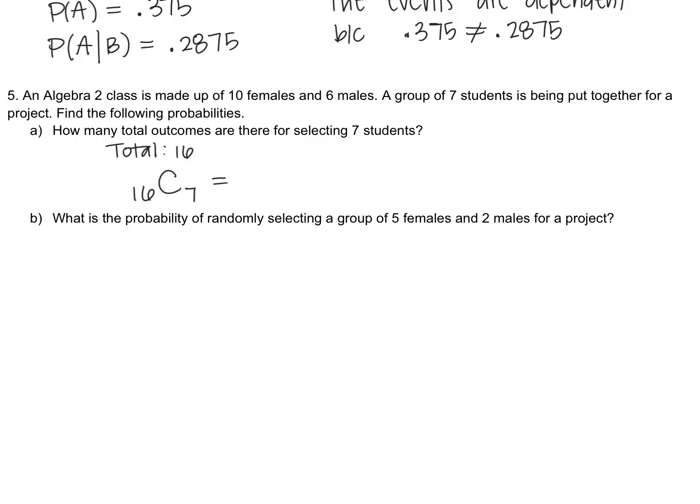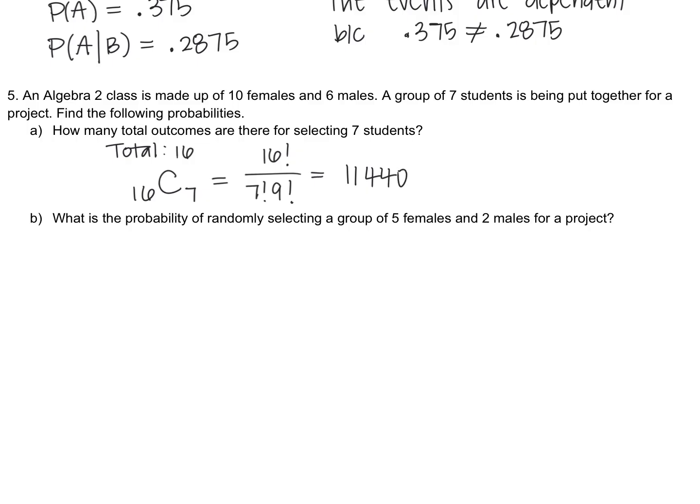If you want to do the factorial, it would be 16 factorial over 7 factorial, 9 factorial. You're not required to do the factorial. You can use the combinations in the calculator. But it ends up being 11,440.